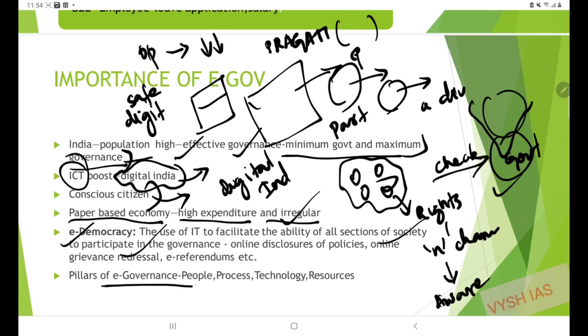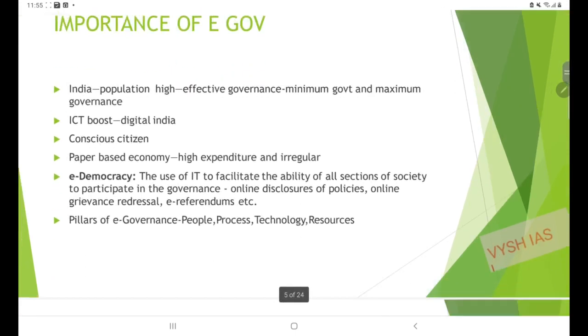Next is the pillars of e-governance. Who are the pillars? People, process, technology and resources. These are the four pillars which you can see in e-governance, and these are working in a coordinated manner.